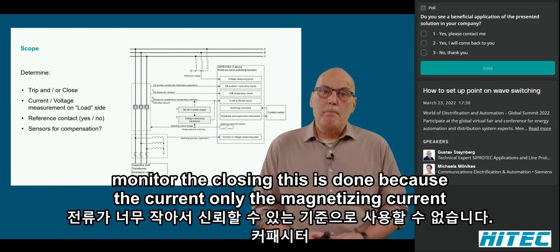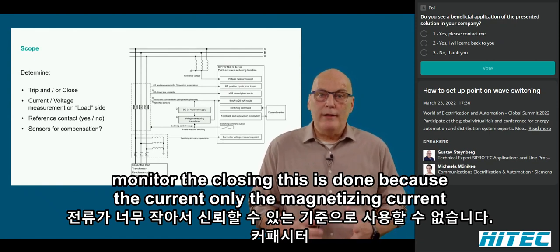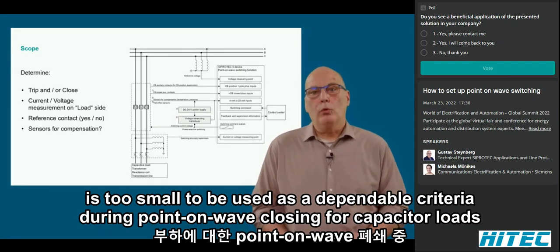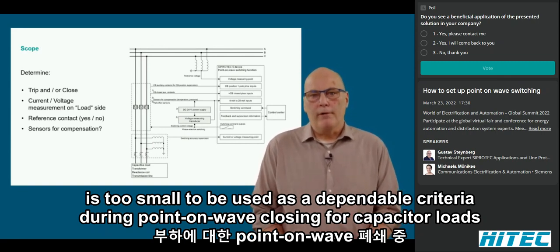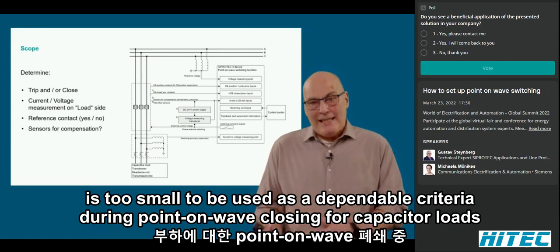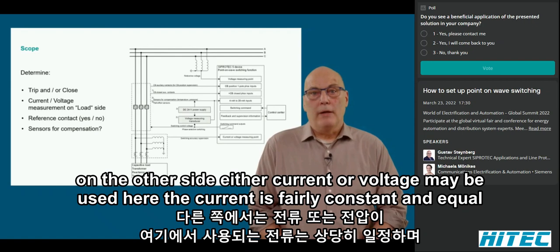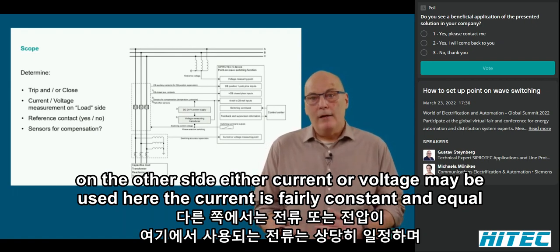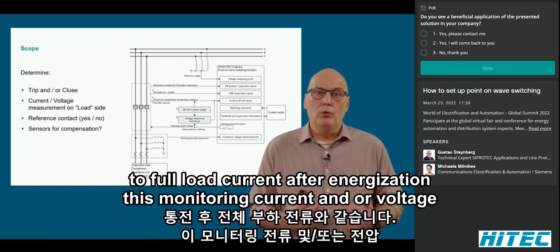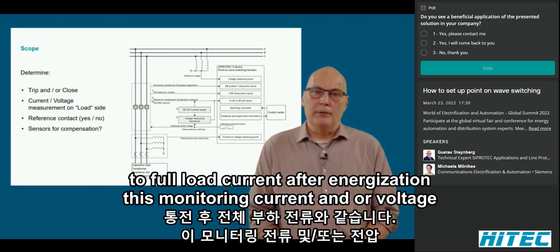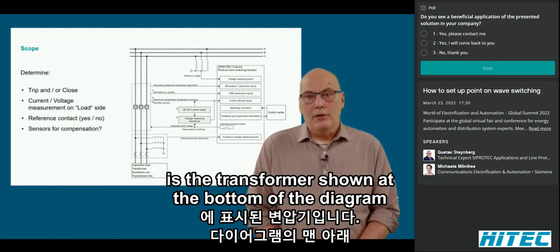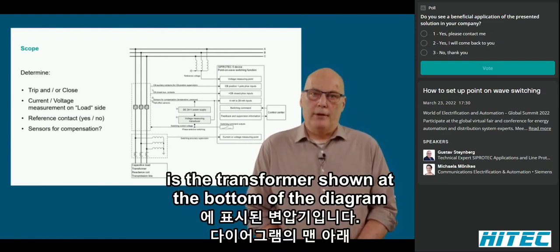This is done because the current, only the magnetizing current, is too small to be used as a dependable criterion during point-on-wave closing. For capacitor loads, on the other hand, either current or voltage may be used. Here, the current is fairly constant and equal to full load current after energization. This monitoring current and/or voltage is the transformer shown at the bottom of the diagram.